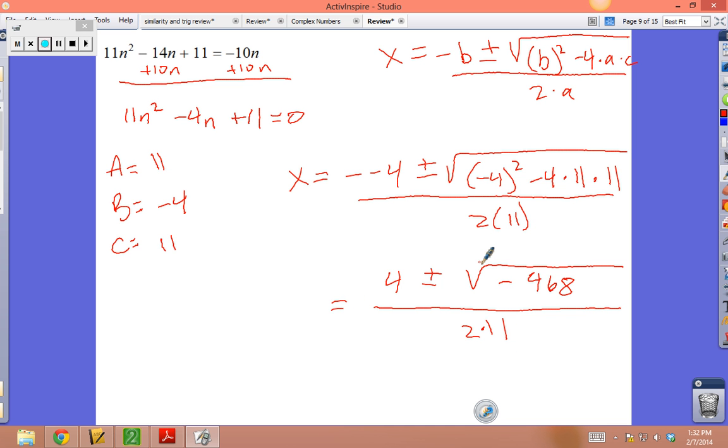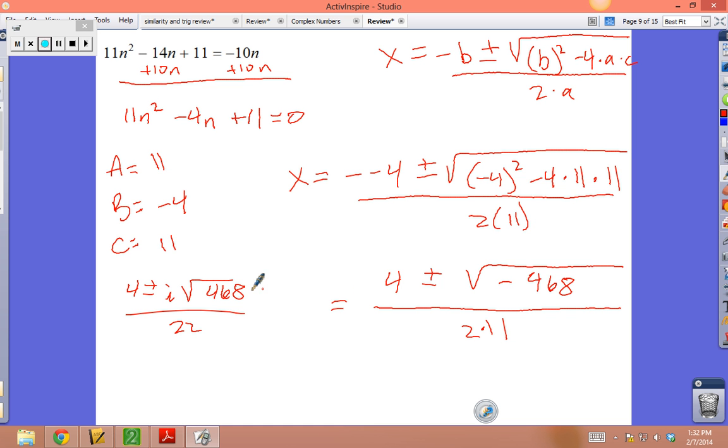Now from this point, you've got to recognize the square root of a negative is going to be imaginary. So let's take that negative out. So it's going to be 4 plus or minus, take the negative out, it's going to be imaginary, 468, all divided by 2 times 11 is 22.